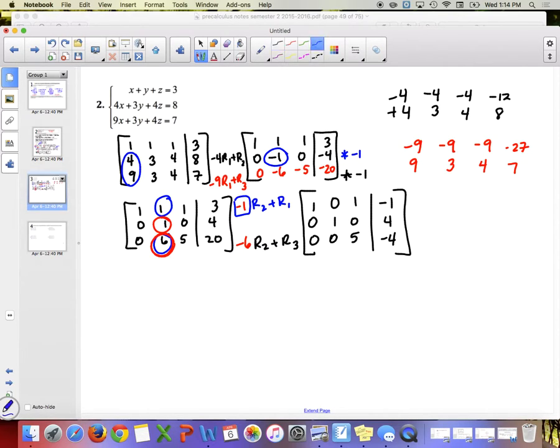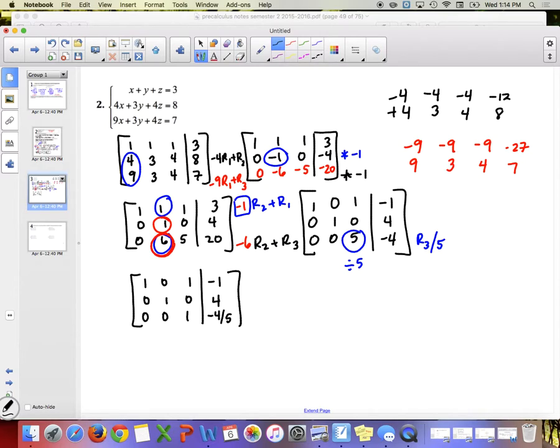Okay, so our next step is we want this to be a 1. So we're going to divide that whole row by 5. So maybe I'll write row 3 divided by 5. All right, so I still have 1, 0, 1, -1. I have 0, 1, 0, 4. And I'm going to have 0, 0, 1, the lovely -4/5. That's what I was saying. I always try to make these nice, and sometimes they're just not. I mess up on a negative or something.